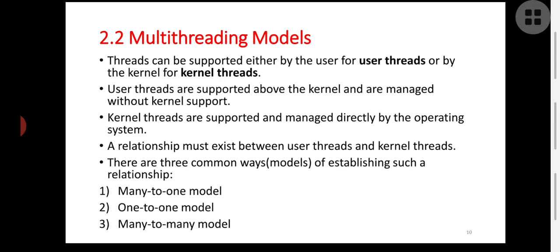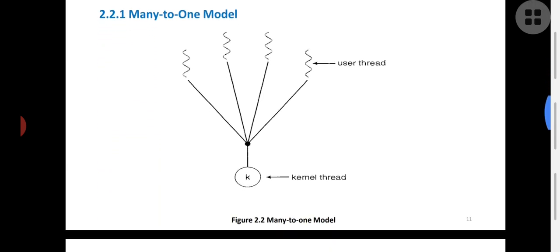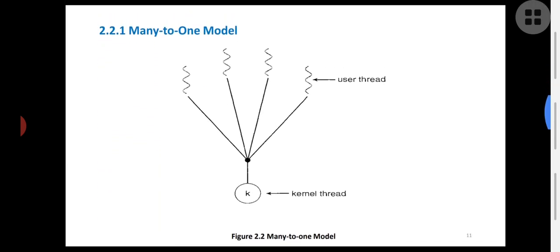So there must be some relationship between user-level threads and kernel-level threads. There are three types of relationships: one is the many-to-one relationship, the second is the one-to-one relationship, and the third is the many-to-many relationship.